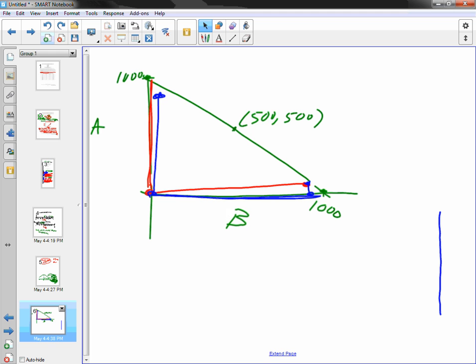Okay, next up on our list is number 25. So go ahead and flip, and we'll look and talk about number 25.